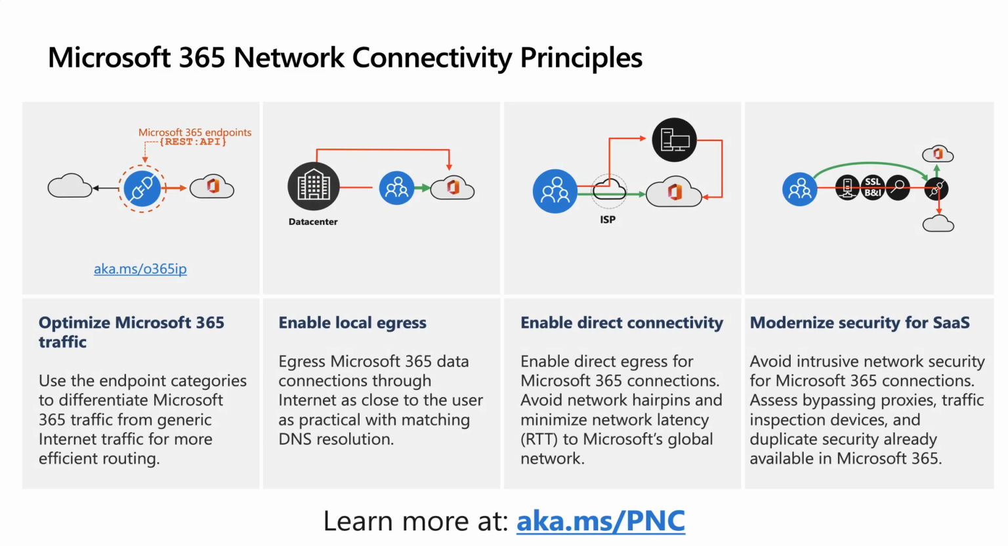First, having local egress from the user's location so that network traffic gets out onto the internet and it connects onto Microsoft's network as soon as possible. The second is having direct connectivity, so not connecting through a network intermediary like a cloud proxy server or a cloud security service. You want to bypass that kind of stuff for Office 365 traffic. It's just going to make for a hairpin, a longer network connection, additional processing, which is going to impact the user's experience. The third thing you can do, and our fourth principle, is to modernize network security for SaaS.